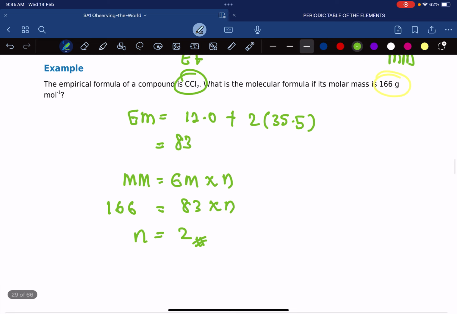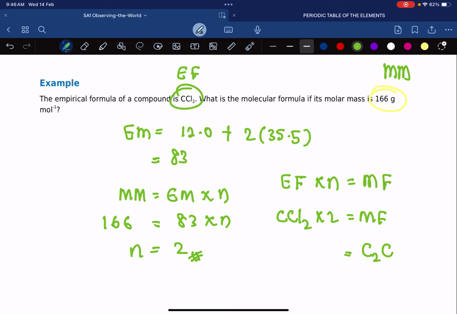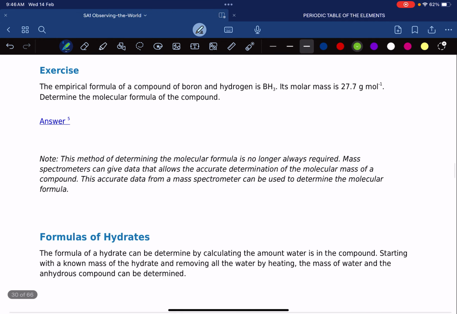So we take the empirical formula times n. This will give us the molecular formula. So it will be CCl2 times 2, which is C2Cl4. So that's the molecular formula. Easy. You should be able to do all of these questions after this.